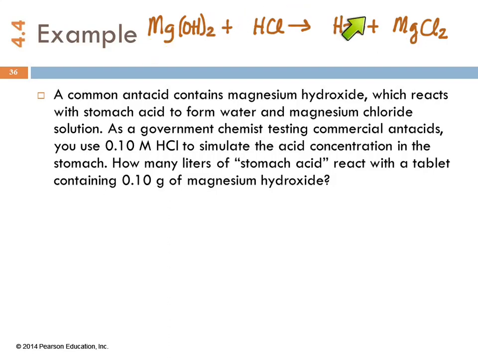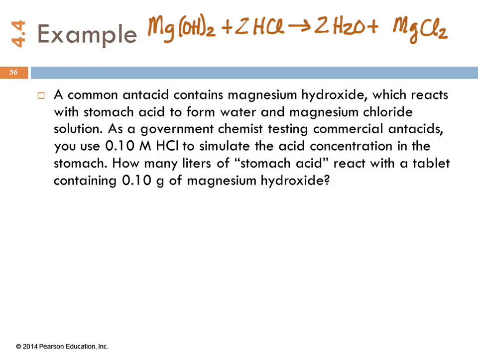There's 1 magnesium and 1 magnesium. Here's 2 chlorines, so I better put a 2 over here. 2 chlorines and 2 chlorines. Here's 1 oxygen. There's 2 oxygens over there. And then there's 4 hydrogens here, 2 plus 2, 4 hydrogens. Okay, so we're balanced.